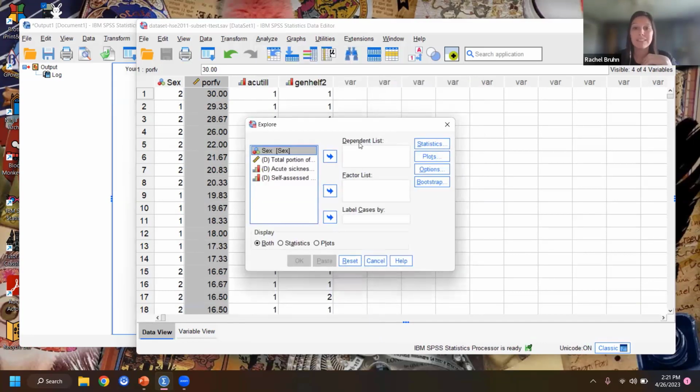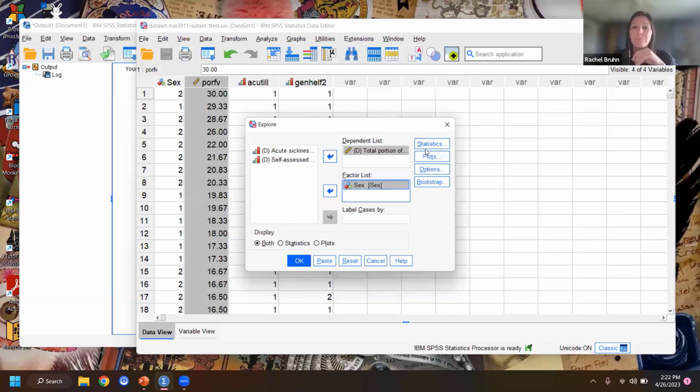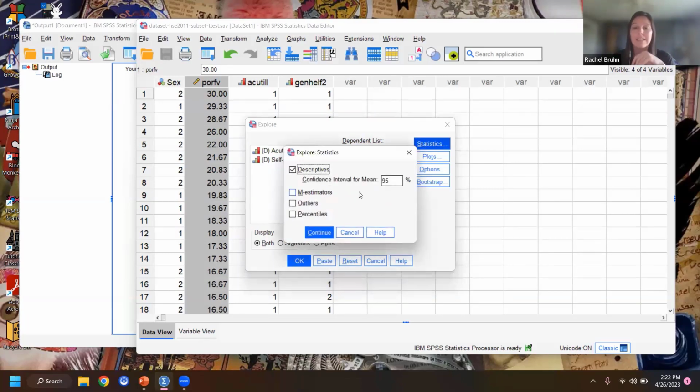So for my dependent list, this is just going to be my dependent variable. In this analysis, I only have 1. Remember, our dependent is that continuous variable. So I can move that into my dependent list. The factor list is a really fancy way of asking for your independent variable. So I could place that here. And then I can click on statistics.